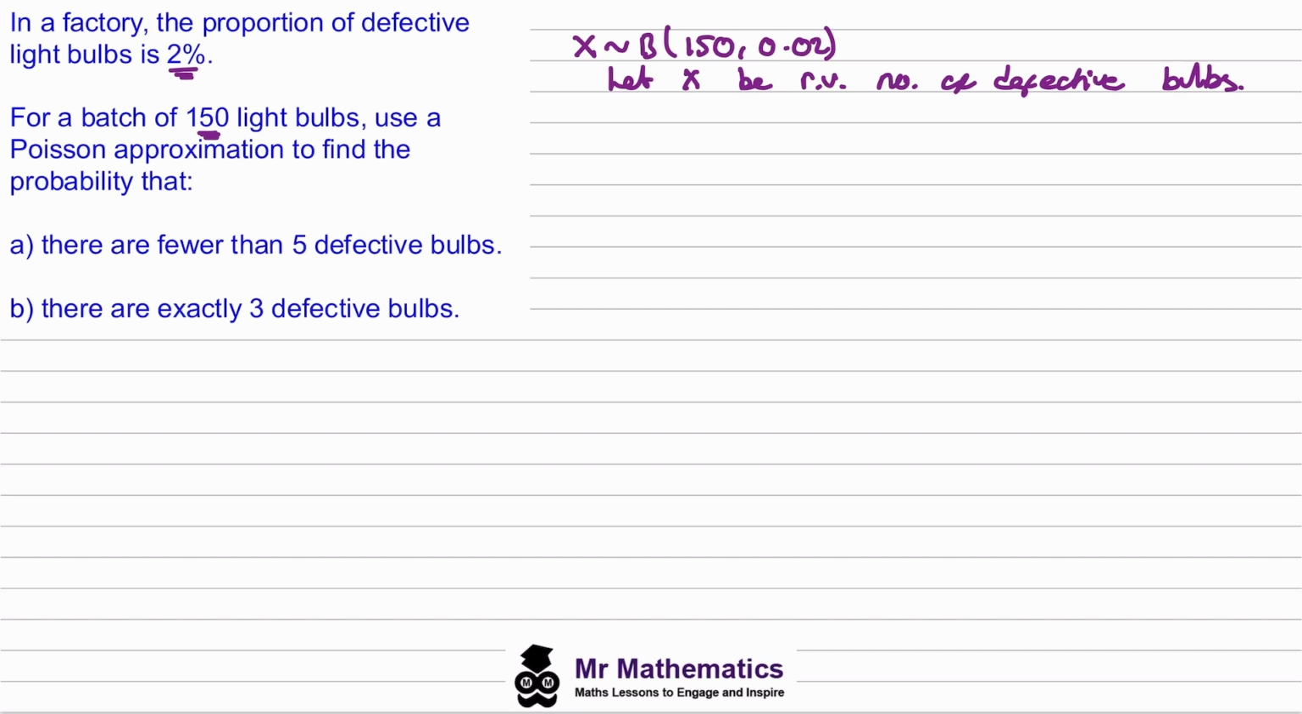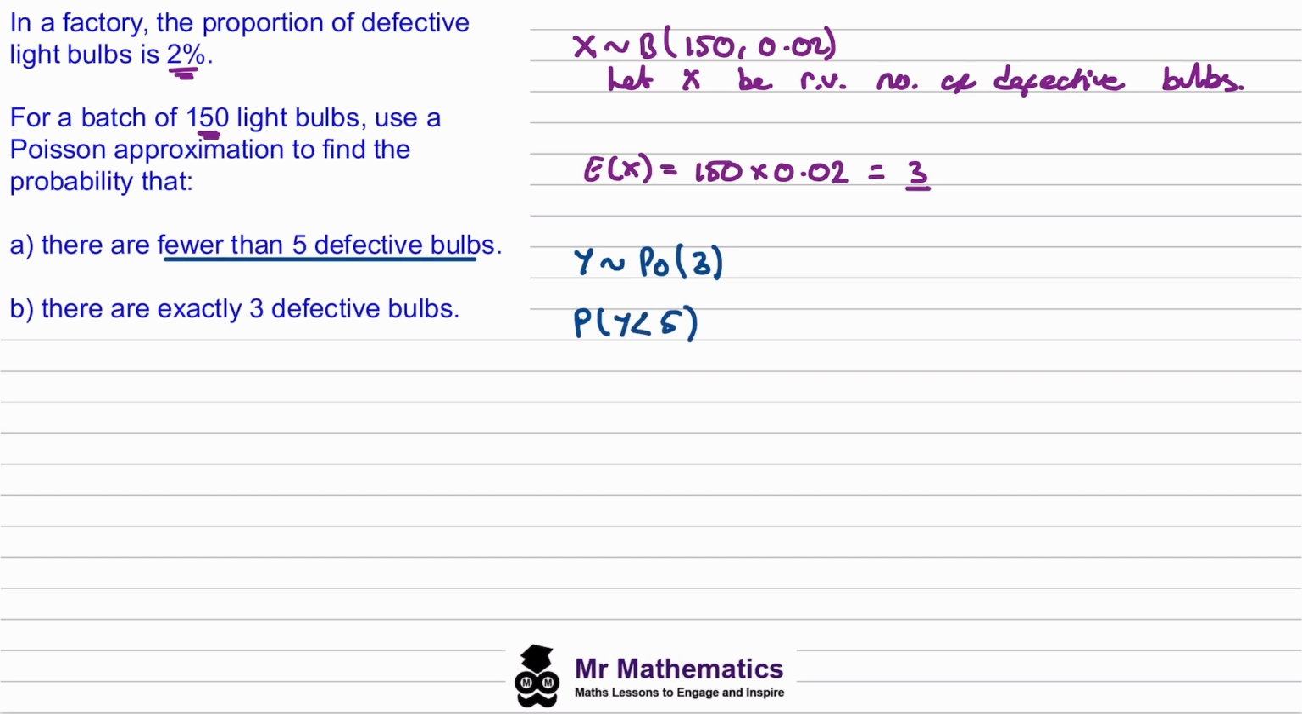But we need to find the average. So the expected value of x will be the number of trials multiplied by the probability. We can work this out and we get an average of 3. So now we can say that y is distributed with a Poisson with a lambda of 3. So to work out part A, find the probability there are fewer than 5 defective bulbs. So this is y being less than 5. But our cumulative distribution is when it has to be less than or equal to. So we want the probability of y being less than or equal to 4.